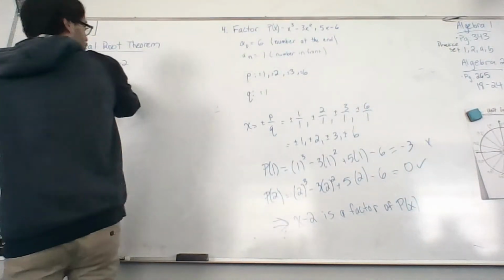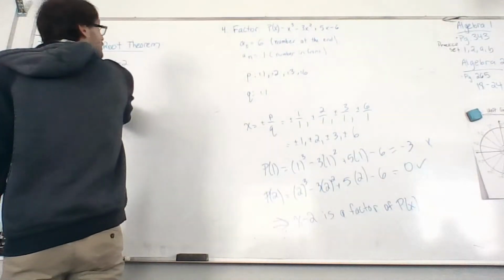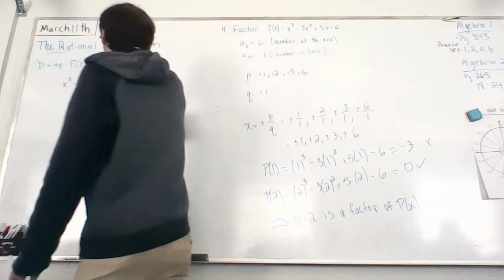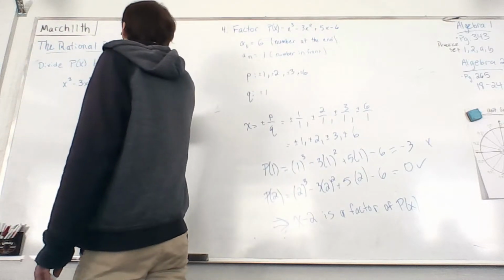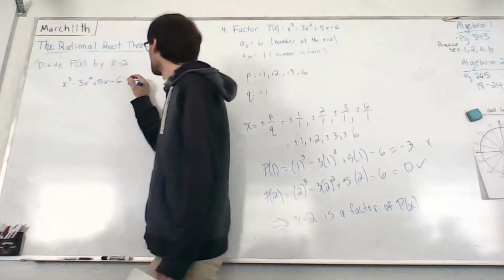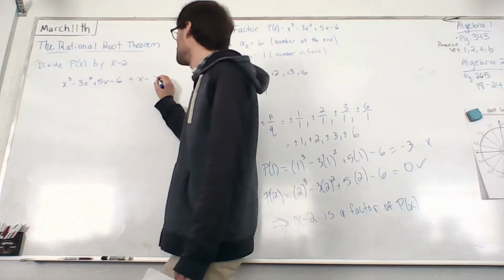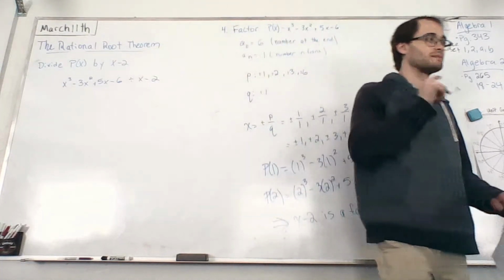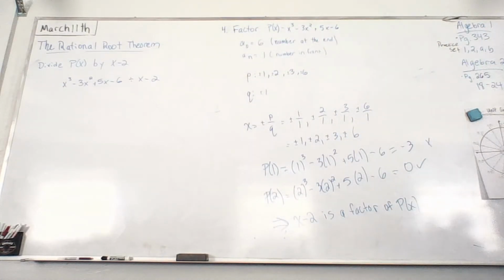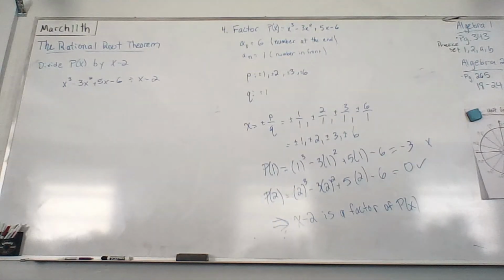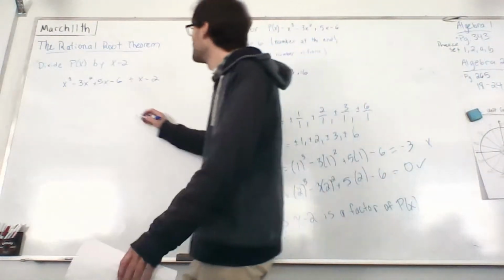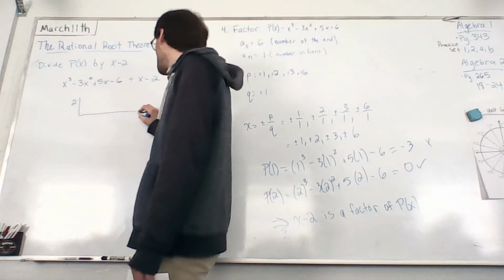So I got to do this division. We're doing x to the third minus 3x squared plus 5x minus 6 divided by x minus 2. We're going to run through that synthetic division real quick. I'm going to do this pretty quick. Don't freak out.